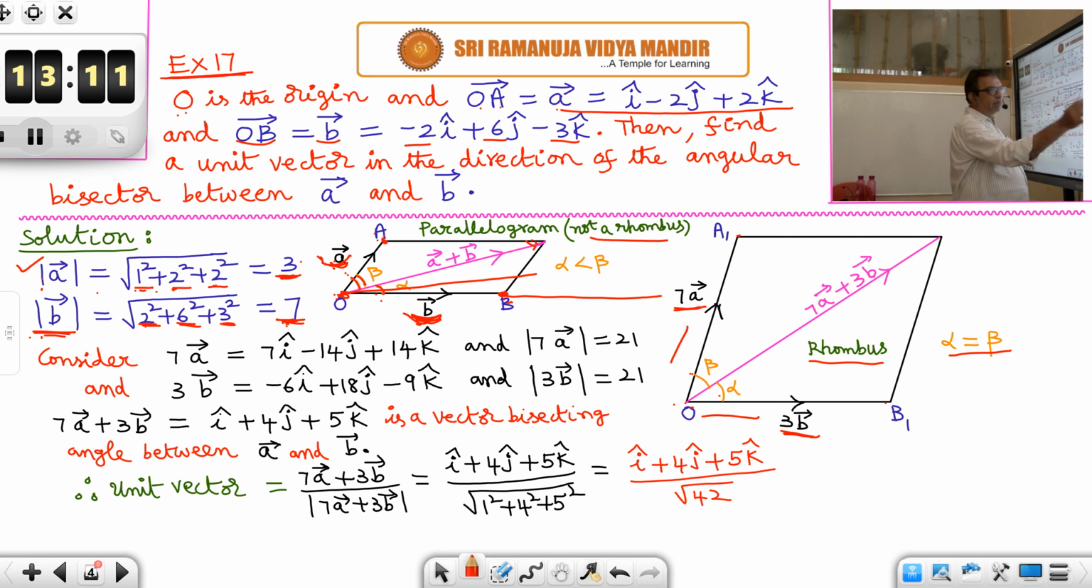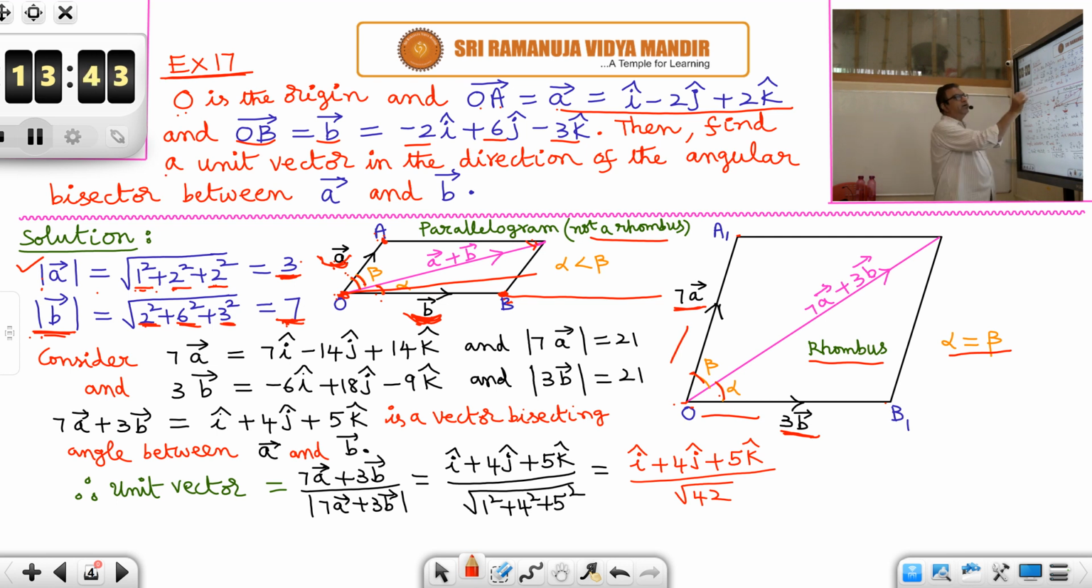So, 7A bar plus 3B bar you add. Then you will get a vector in the direction of the angular bisector. This is the method you always have to follow. Suppose two vectors are given. If their lengths are already equal, then you can directly add them. Suppose their lengths are not equal. Then multiply the vectors by some scalars and make their magnitudes equal, and add them. Then you will get a vector in the direction of the angular bisector.